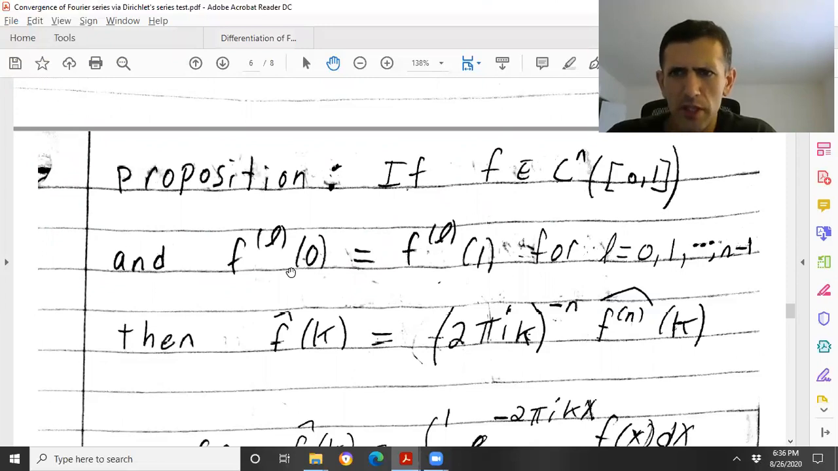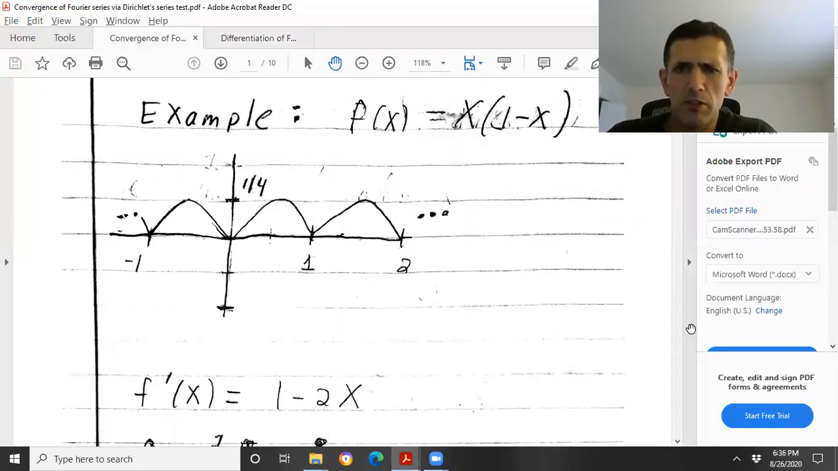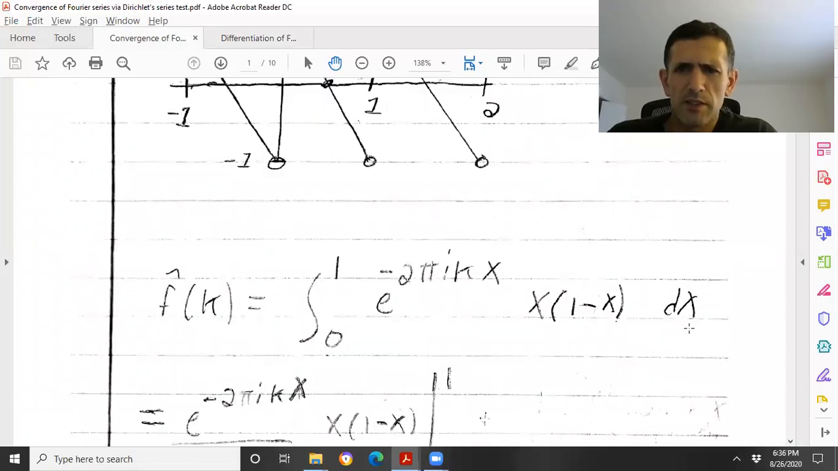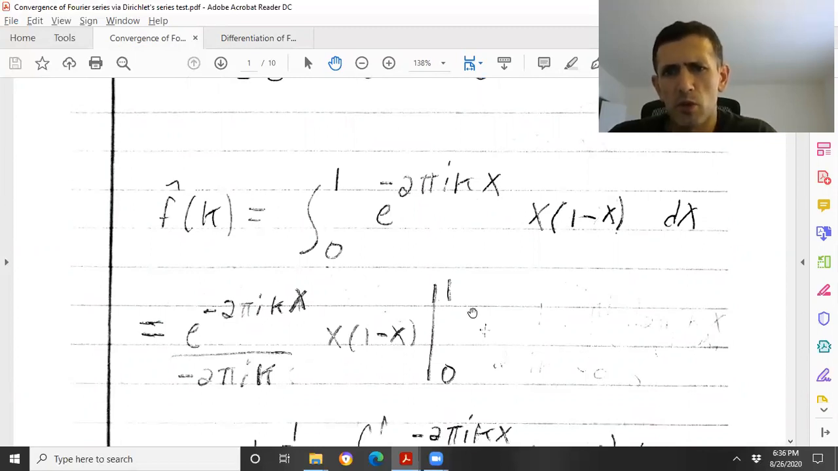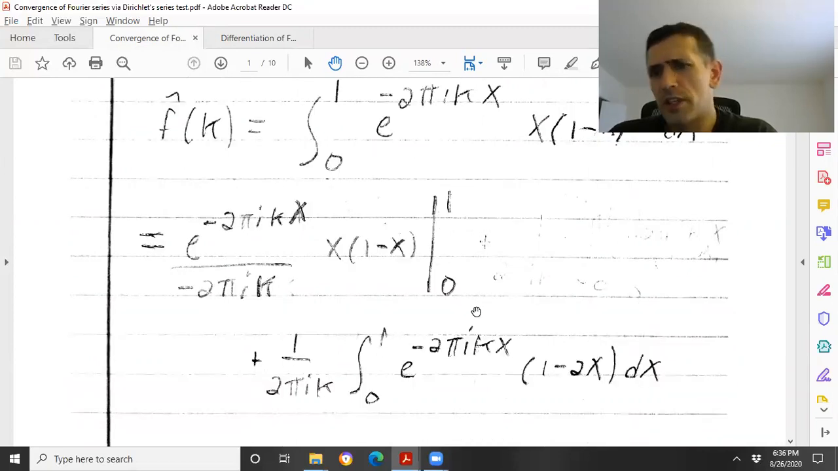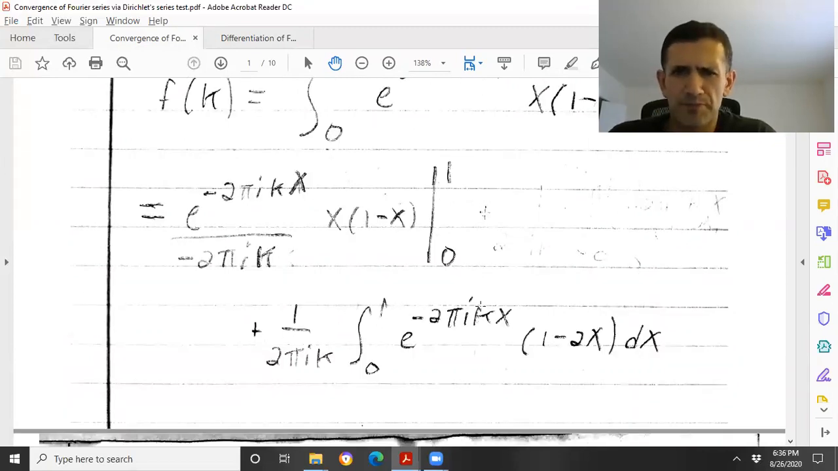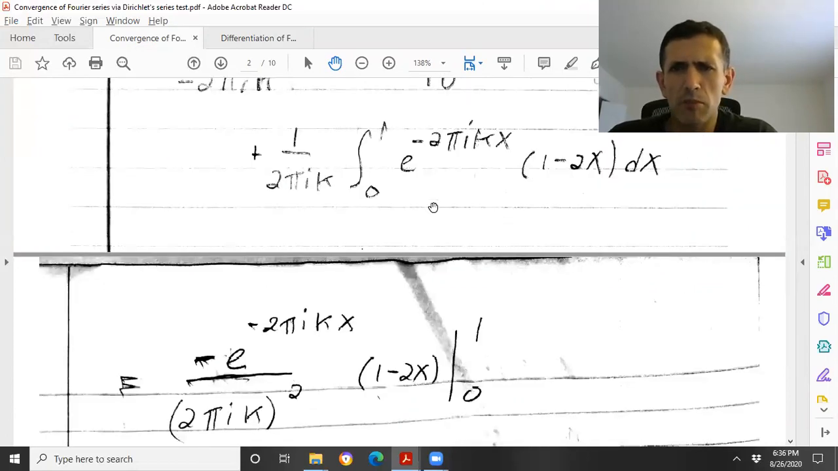All right, so just doing the integration by parts, we get the following, right? So of course, your dv is e to the minus 2 pi i k x dx. Your u is x times 1 minus x. So uv from 0 to 1, minus the integral of v du. du is 1 minus 2x dx. This, of course, is 0. Plug in 1, plug in 0, you get 0. So we do another integration by parts here. u is 1 minus 2x, dv is e to the minus 2 pi i k x dx.